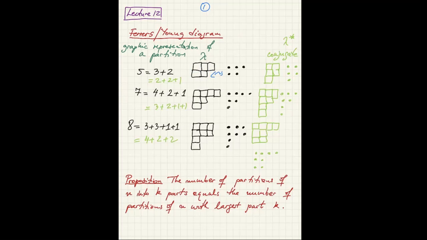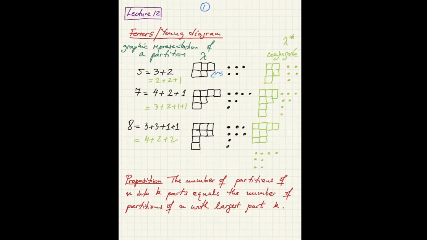So the same partition can be represented here by 3 dots on the first row and 2 dots on the second row. Similarly, you have an example of 7. One of the partitions of 7 is 4 plus 2 plus 1, and you write these numbers in decreasing order, and then you have 4 on the first row, 2 on the second row, and 1 on the last row. Similarly, 3 plus 3 plus 1 plus 1 is a partition of 8, and you have the diagram over here.